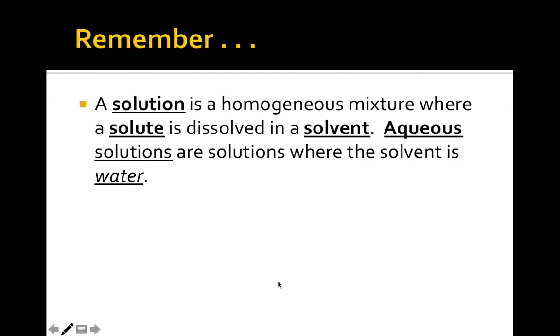So the last thing that I wanted to talk to you about today is that a solution is a homogeneous mixture where a solute is dissolved in a solvent. Aqueous solutions are solutions where the solvent is water. So like I said, vocabulary is very important. If you need to make flashcards or throw them in a Quizlet, that is definitely a good idea to do.